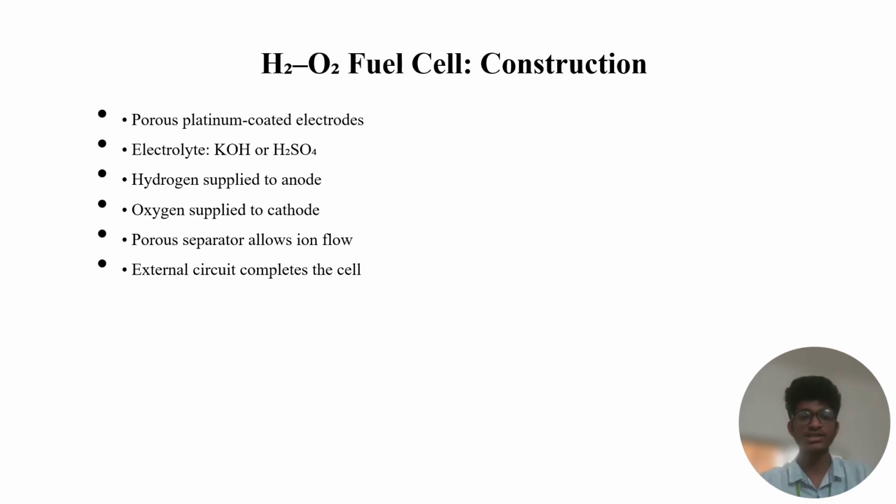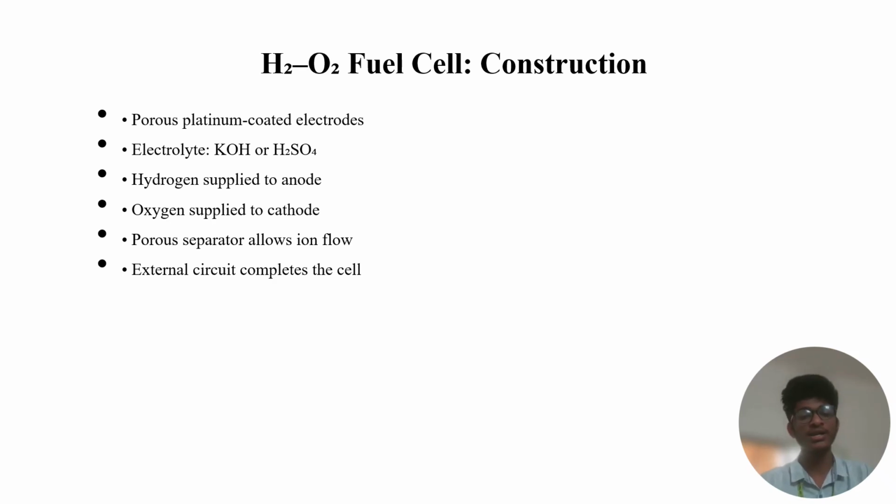How do we construct H2O2 fuel cells? First, we require two platinum electrodes or graphite electrodes, whichever is available. Next, the electrolyte. We use either KOH or H2SO4, as is possible or as you supply.